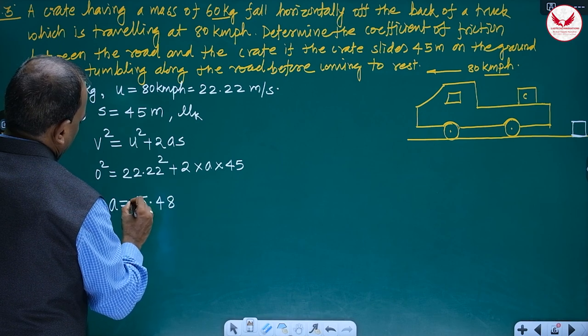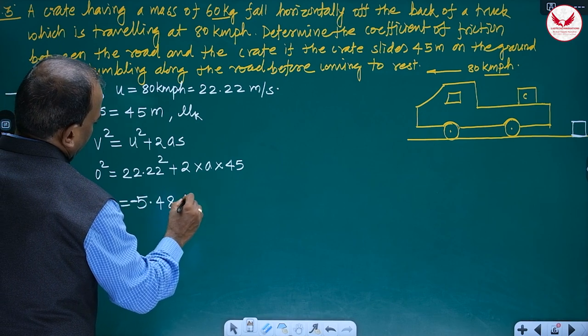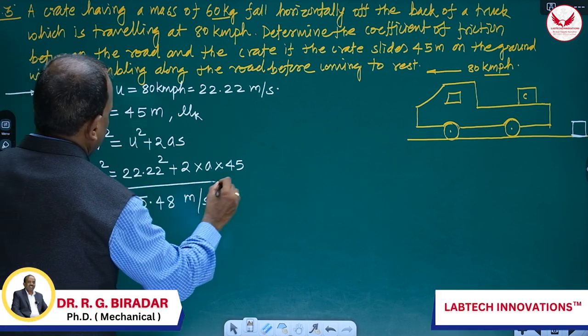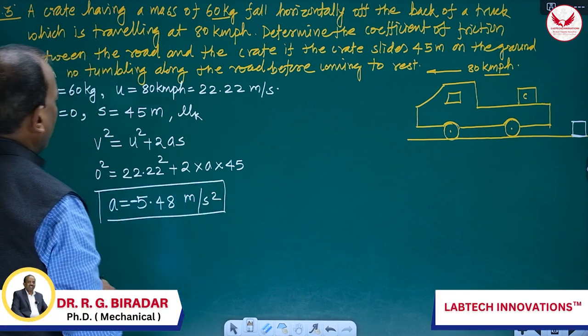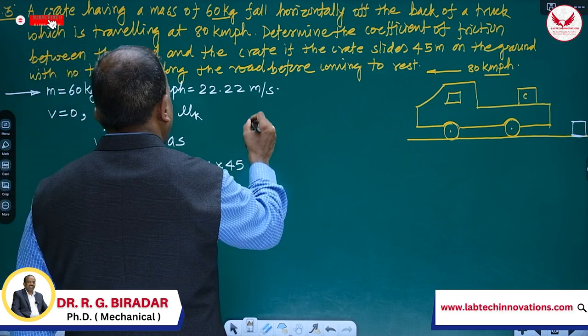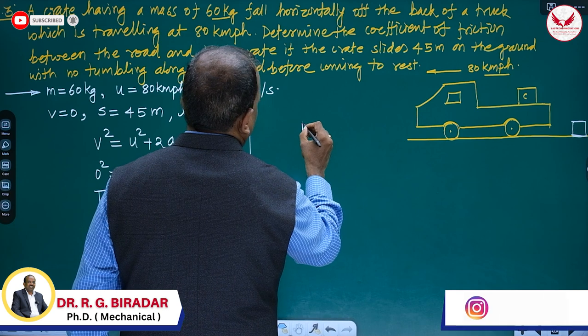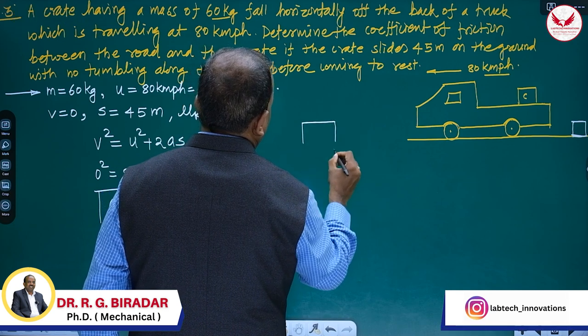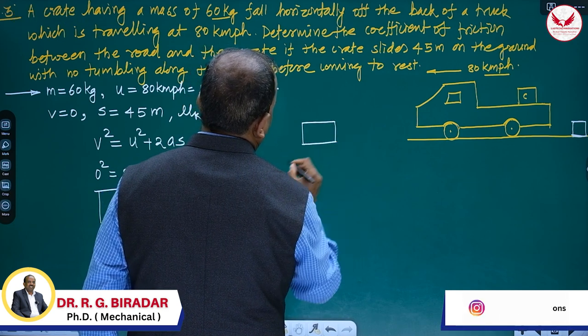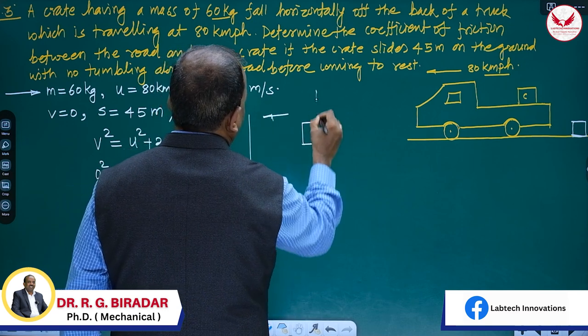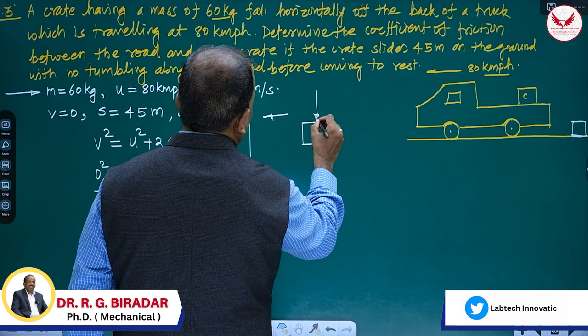And it's negative 5.48 meters per second squared. This is the acceleration. And then for getting the coefficient of friction, what will we have to do? Draw the free body diagram. So whatever that block is there, it is moving in the direction of the truck only.